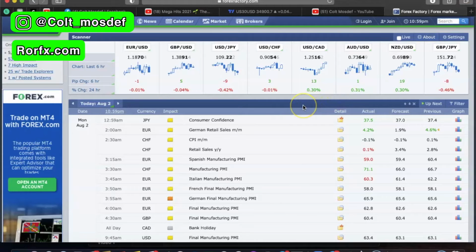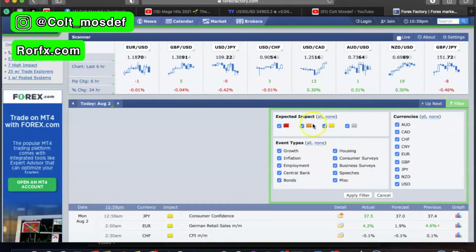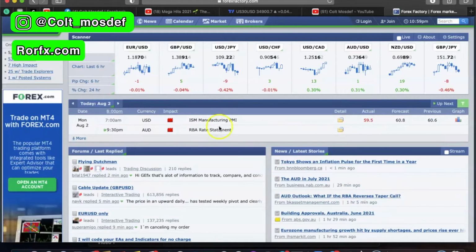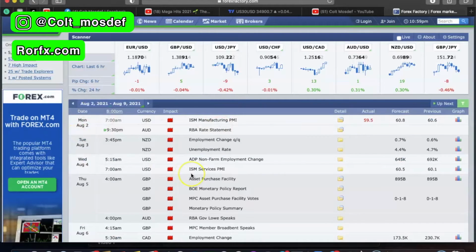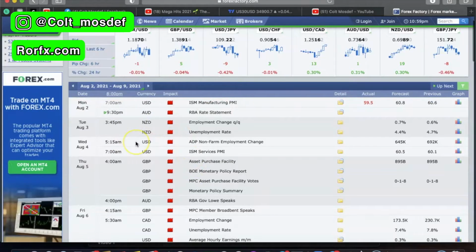As you guys know, when news comes out, it usually makes the market go up or down very dramatically. So when I'm using this on Forex Factory, I go to the filter and I just have the high impact box checked, the red one right here. All this is fine right here. We're going to go to apply filter. Now what we're looking for is the next time that we have news.